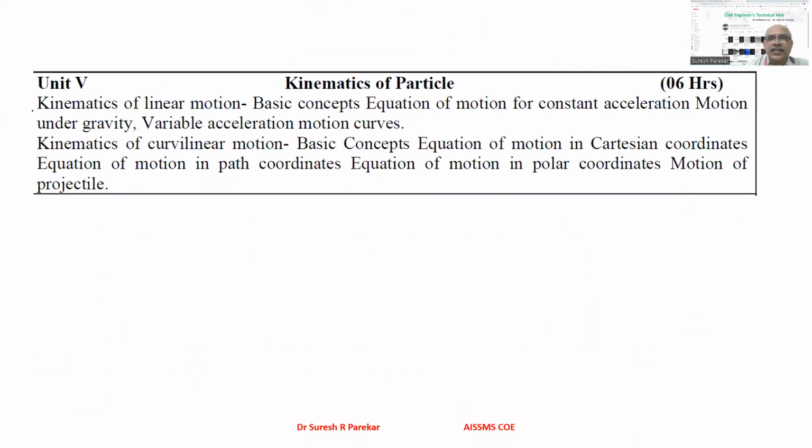Now we are with basic concept equation of motion, that is in kinematics. This basic concept and equation of motion, we have already seen in the last lecture. Here also we are going to revise it a little, and then we are going to solve the problem on equation of motion for constant acceleration.